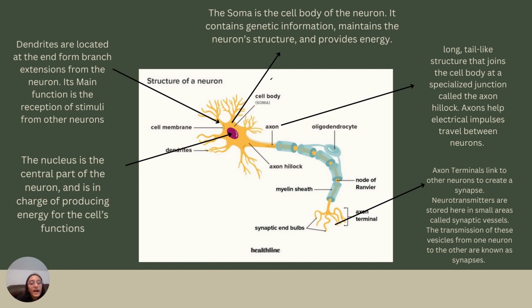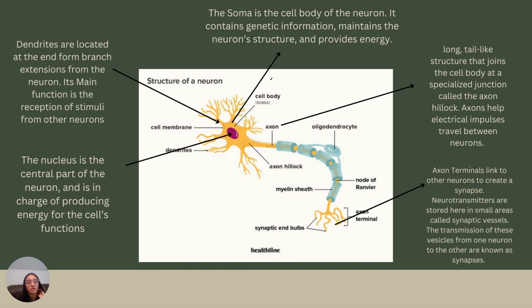organelles. The axon of the neuron, located over here, is a long, tail-like structure that joins the cell body at a specialized junction called the axon hillock. They are insulated with fatty substances called myelin, which helps axons conduct electrical signals. Axons help electrical impulses travel between neurons.